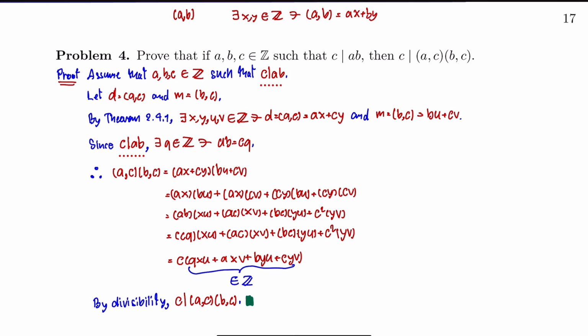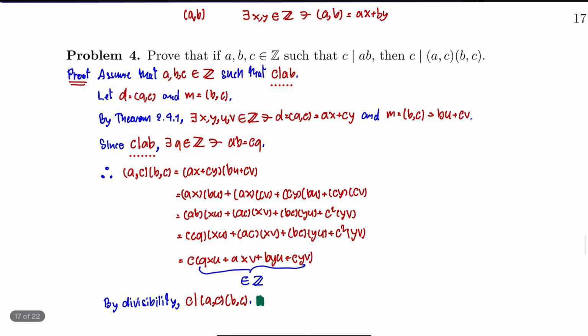So we have proved that if a, b, and c are integers such that c divides ab, then c divides the greatest common divisor of ac times the greatest common divisor of bc. And that's it for this video.